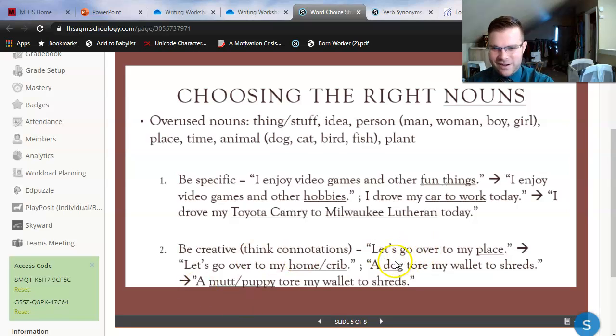A dog, there's dog again, a dog tore my wallet to shreds. Well, let's be creative here. A mutt tore my wallet to shreds. Mutt has kind of a negative connotation to it. Maybe I'm angry when I'm giving that sentence. A puppy tore my wallet to shreds. Maybe I'm not feeling as angry there because it's understandable why a puppy would tear my wallet to shreds, right? Whichever word I go with there is better than dog because it's more specific. But I can also kind of take that a creative direction depending on what synonym I choose. Again, there's lots of options here. Use a dictionary, use a thesaurus for help.